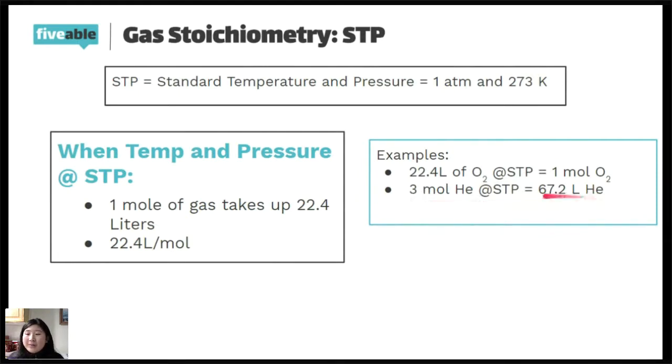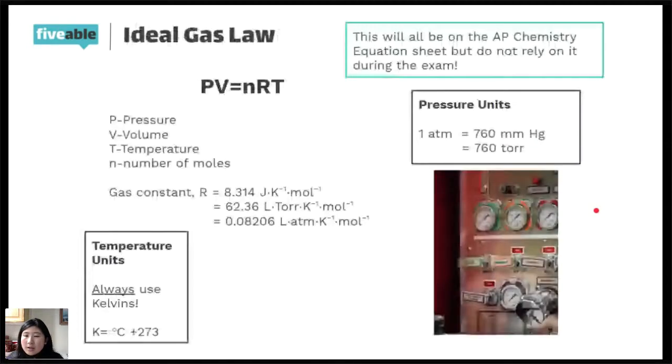Later on you'll see this in stoichiometry, or in the ideal gas law. Let me go back to the ideal gas law slide. If we knew we have 3 moles of helium, and it is at STP, standard temperature and pressure, then I believe it was 67.2 liters. I forgot, I have bad memory. Yeah, let's say 67.2 liters. And then we know how many moles there are. So there's 3 moles.